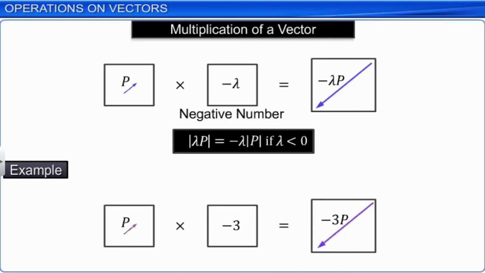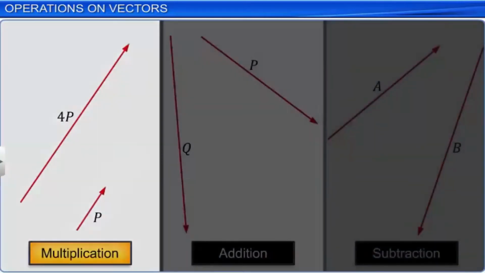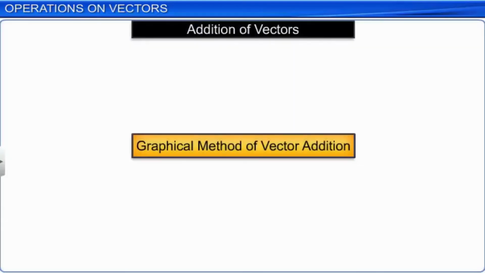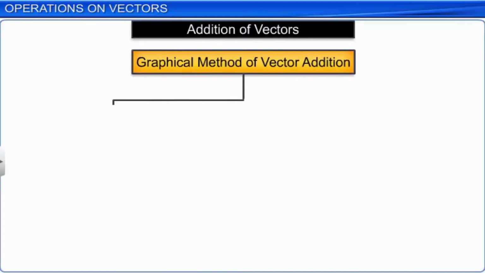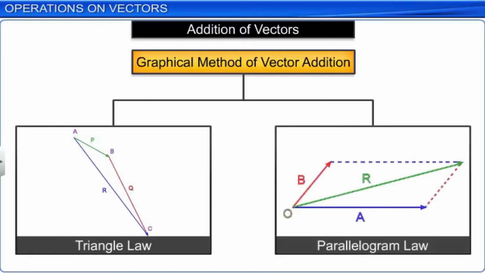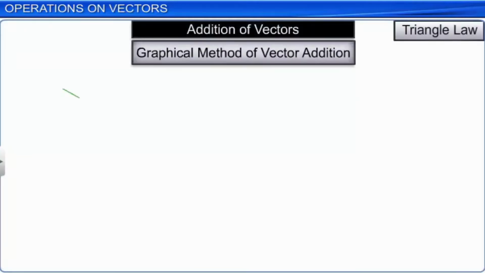Next, you will learn about addition of vectors by the graphical method. In the graphical method of vector addition, either the triangle law of addition or the parallelogram law of addition is used. Now let us add two vectors by the triangle law of addition. Consider two vectors P and Q lying in one plane. Draw a line AB parallel to P. The length of AB is equal to the length of P.